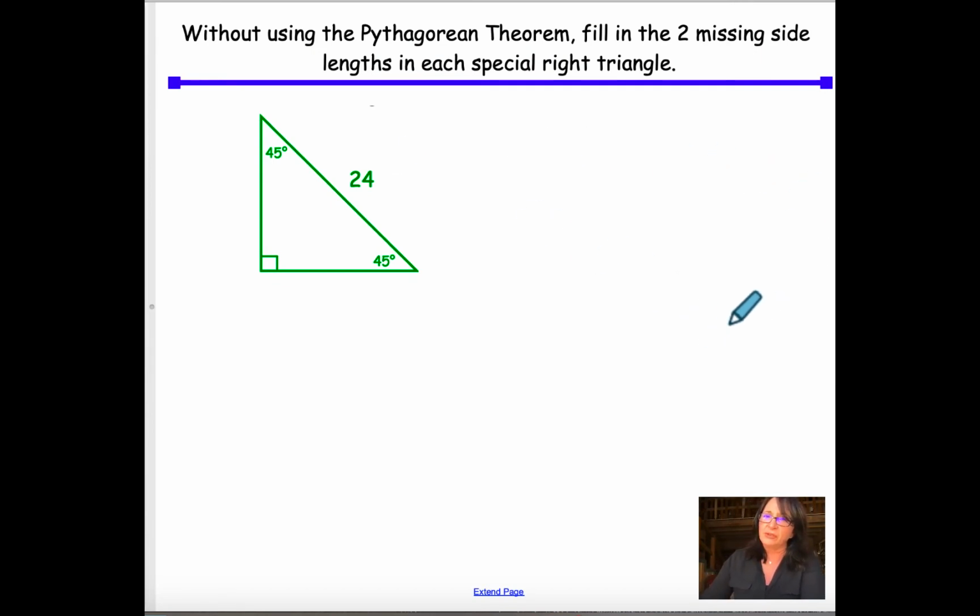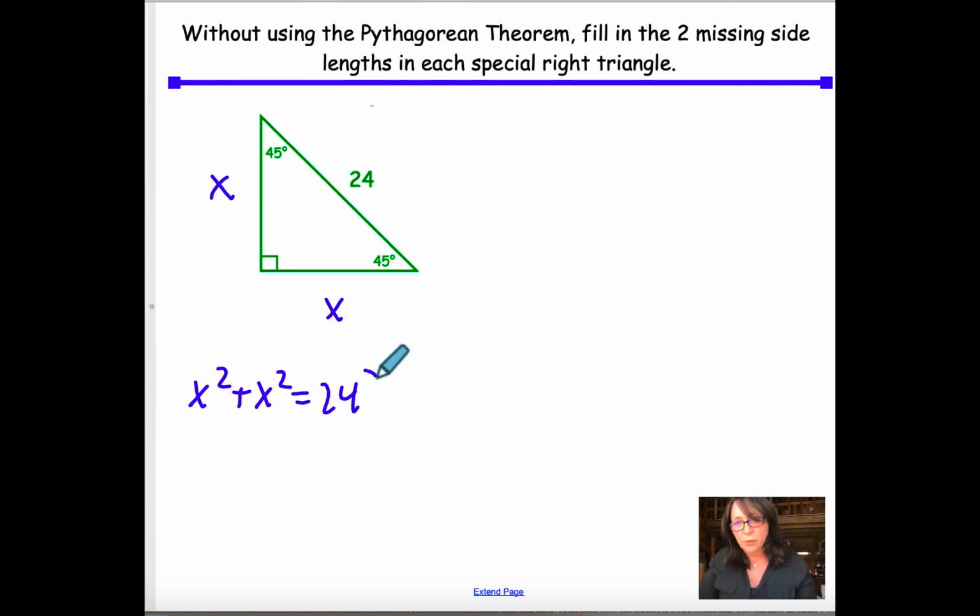So this is asking you to solve these without using the Pythagorean theorem. What that means is they want you to use the shortcut. Now, of course, there's multiple ways to do this. Hands down, you can use the Pythagorean theorem. Even though they say that, it doesn't really matter how you get to the answer that makes most sense to you. I could say x squared plus x squared is equal to 24 squared. Definitely can do this. Divide by 2, take the square root of both sides. I'm going to end up getting x equals 12 root 2.